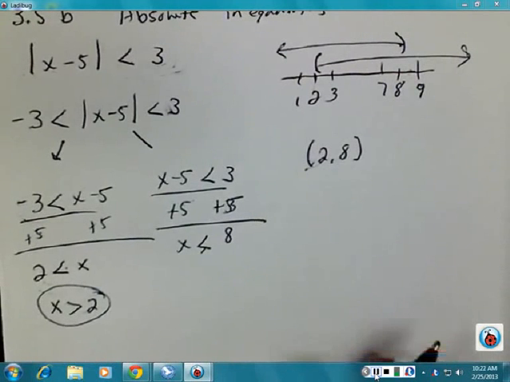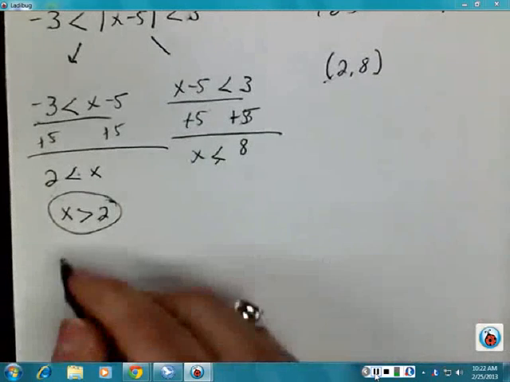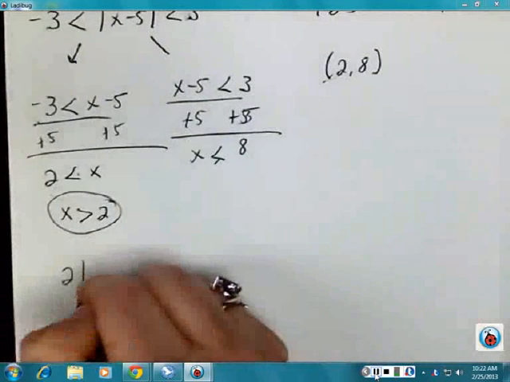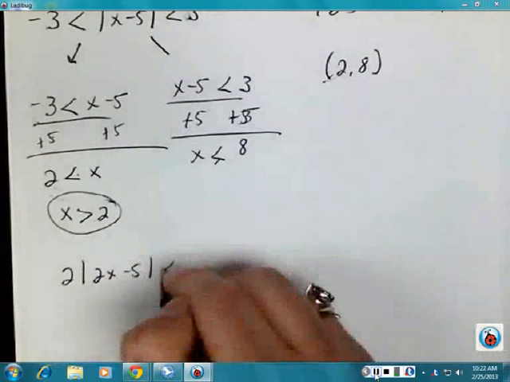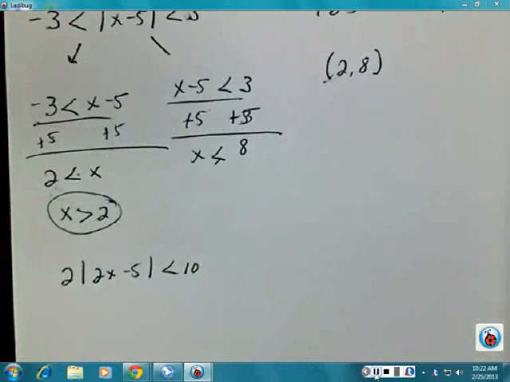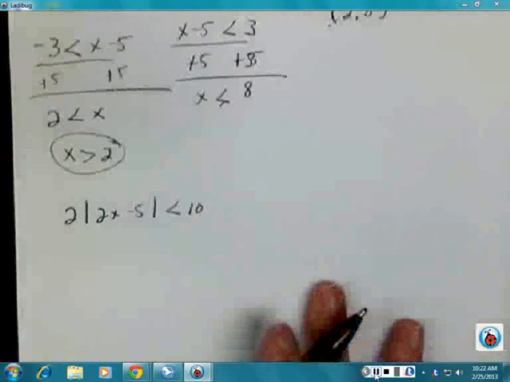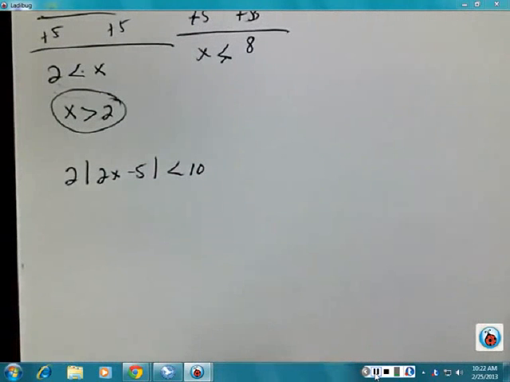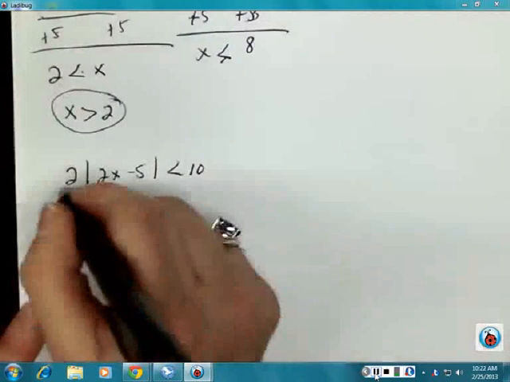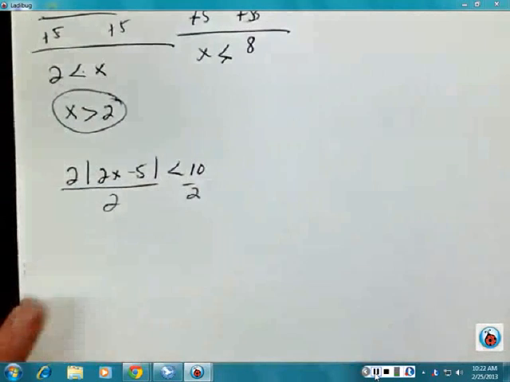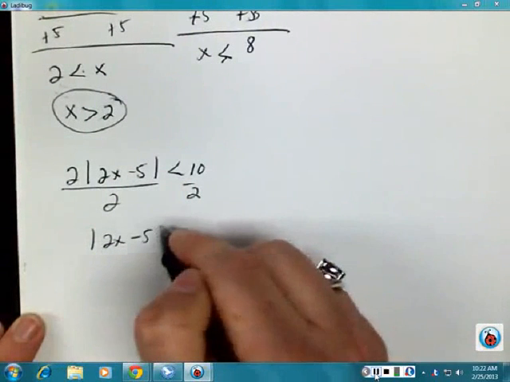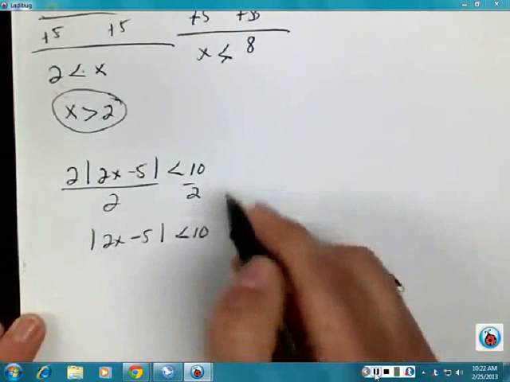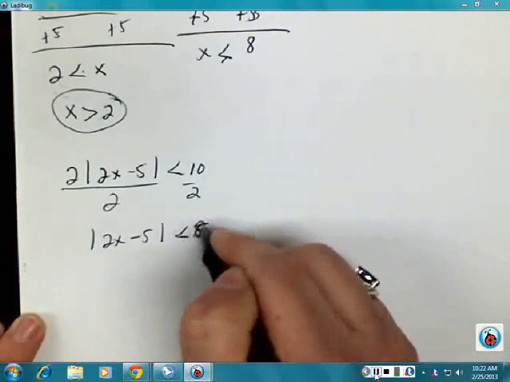If we have something that looks like 2 times the absolute value of 2x minus 5 is less than 10, what do I have to do to this one? Well, first I need to get it in standard form, so what do I have to do? Divide by 2. So if I divide by 2, that's going to leave me absolute value of 2x minus 5 is less than, whoops, 5. Get my 5 in there.